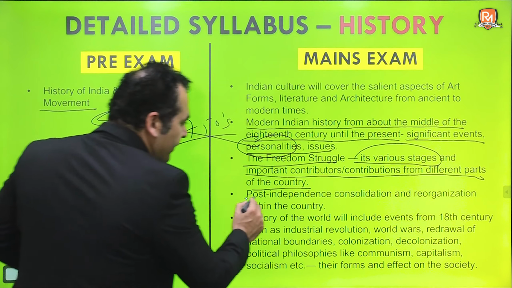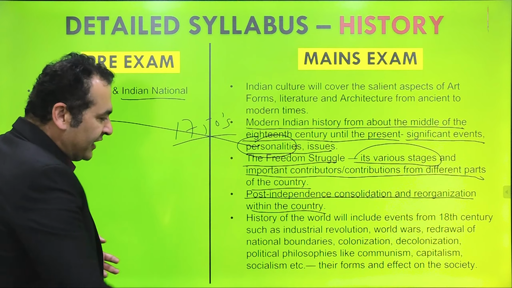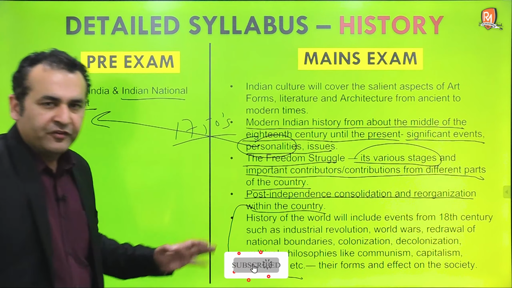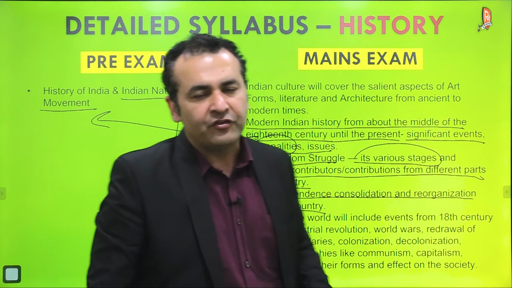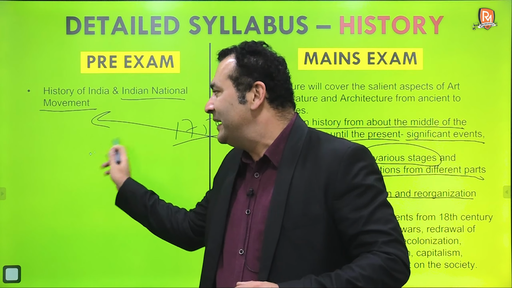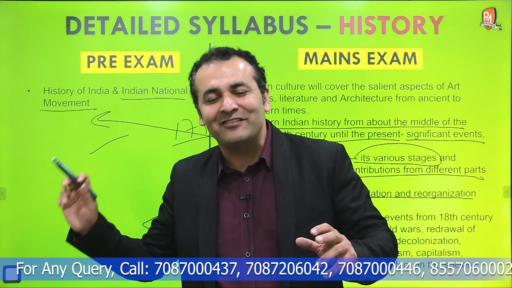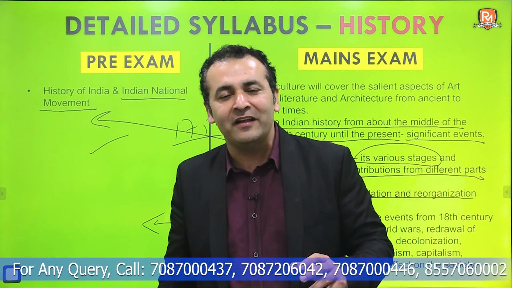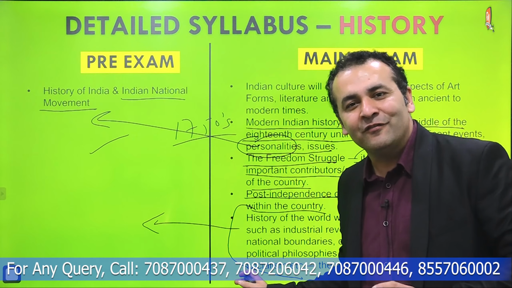Then we have post-independence consolidation and reorganization within the country. Then there is world history as well, which is not there in prelims. But don't you think that while reading world history, you will come across topics like socialism, Marxism and Leninism? And in prelims, haven't you seen questions like how Gandhism and the Marxist idea of a classless, stateless society are different? They have asked questions like this. From where will you get this information?